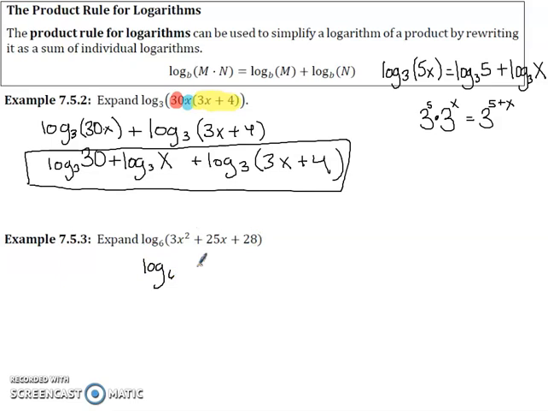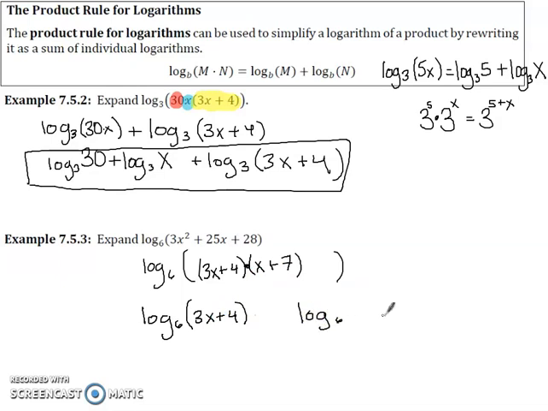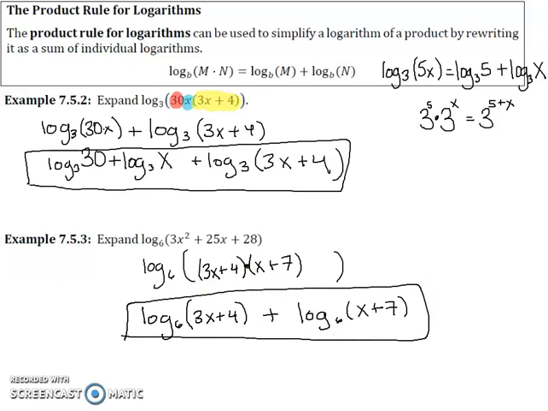So log base 6, and then when I factor 3x squared plus 25x plus 28, my first factor is 3x plus 4, and then I have an x plus 7. And now that I've broken this down into factors, I can use that product rule for logarithms. So I've got 3x plus 4 times x plus 7. So the first factor I can write as its own log, log base 6 of 3x plus 4. And my second factor, x plus 7, I write as its own log, log base 6 of x plus 7. And then I add those two logs together, which takes the place of the multiplication of those factors.